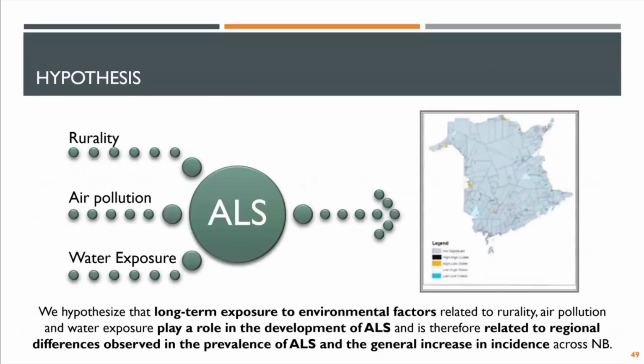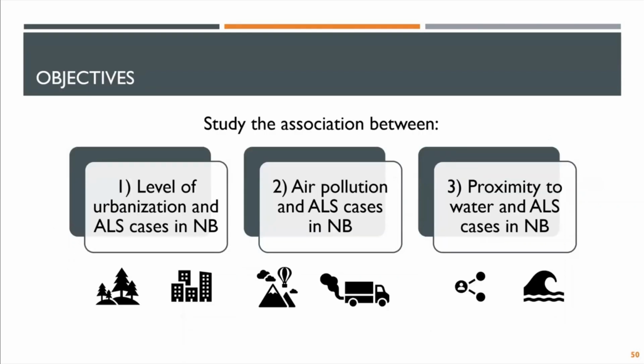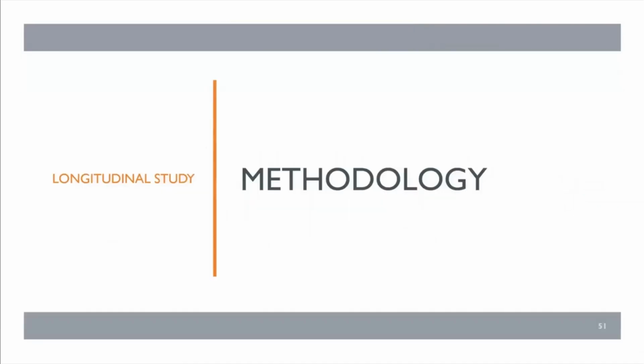So we hypothesized that the long-term exposure to factors related to rurality, air pollution, and water exposure would play a role in the development of ALS, and therefore maybe explain some of the regional differences we saw in New Brunswick, as well as the general observed increase in incidence across New Brunswick. Specifically, the level of urbanization, air pollution, and proximity to water for these cases in New Brunswick. How are we going to do it?